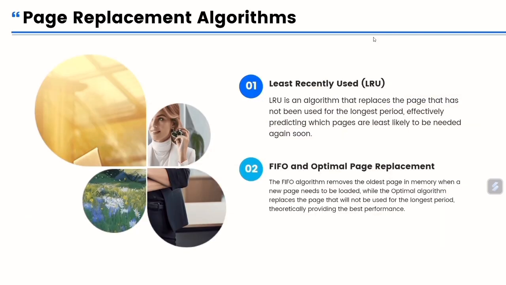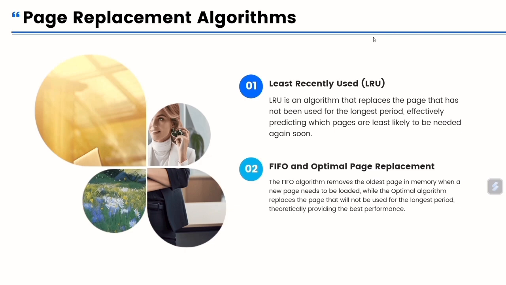Page replacement algorithms. First, least recently used, also known as LRU. LRU is an algorithm that replaces the page that has not been used for the longest period, effectively predicting which pages are least likely to be needed again soon.